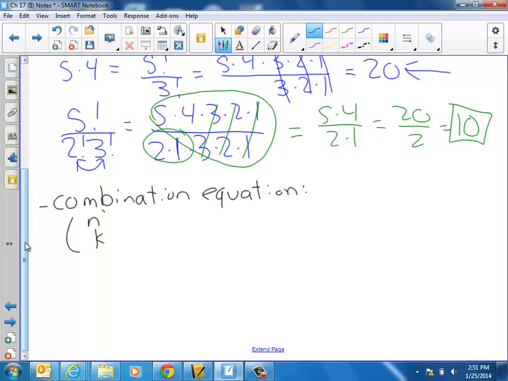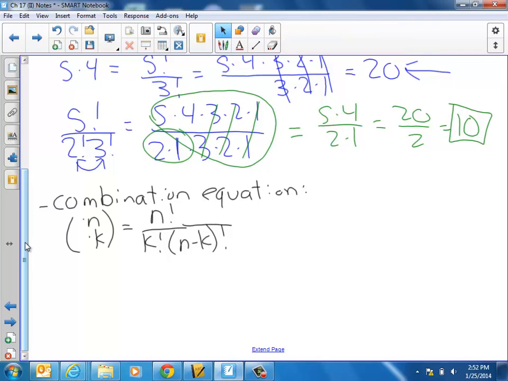N choose K. So if I have, for instance, 5 hats, that would be my N, and I choose K of them, or 2 of them in this case, that's equal to N factorial over K factorial times N minus K factorial. Okay, now let me go with an aside here real quick. I want to make sure that this is well understood in an example before we go on to the next slide and start to use the binomial model.